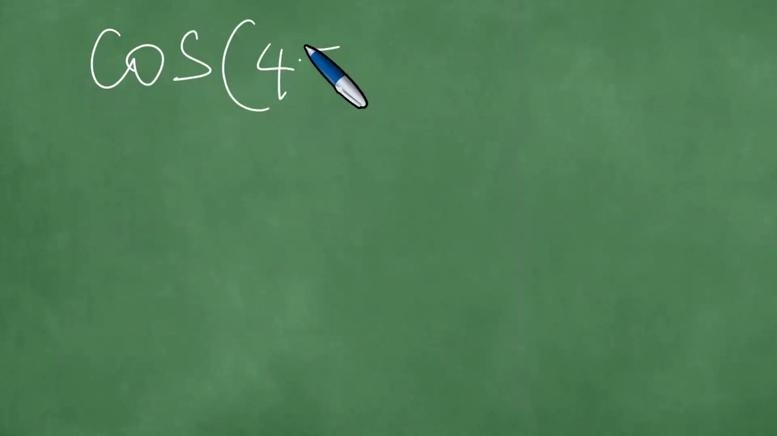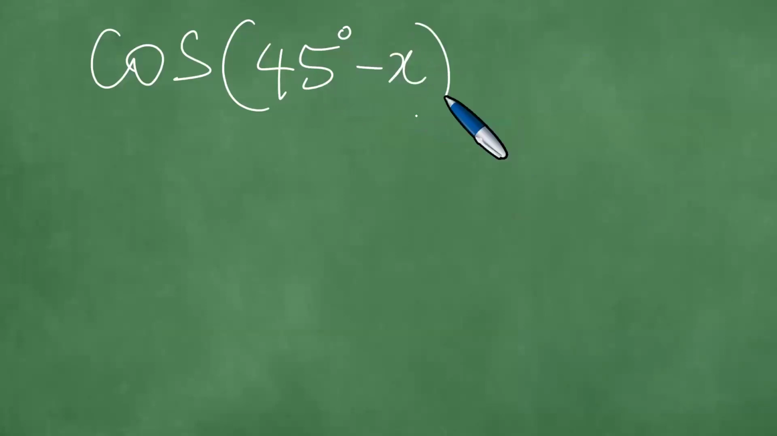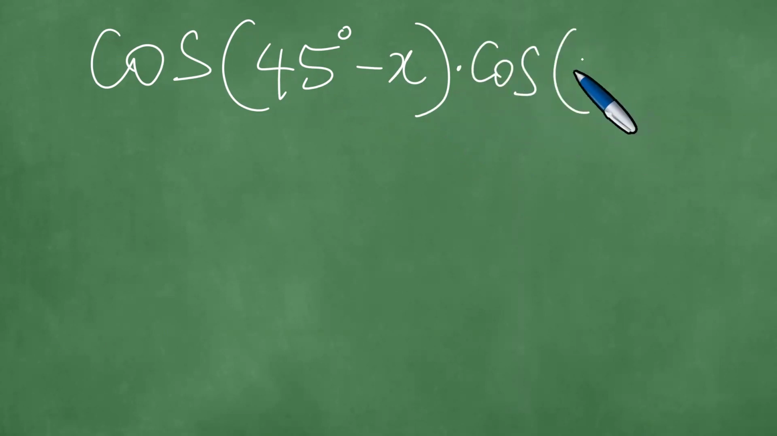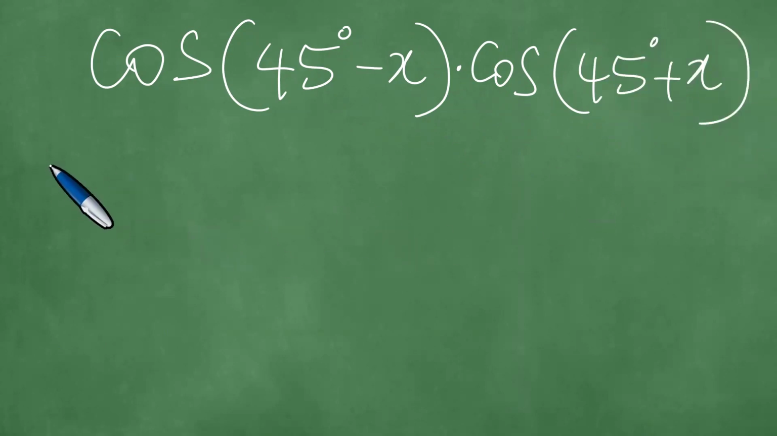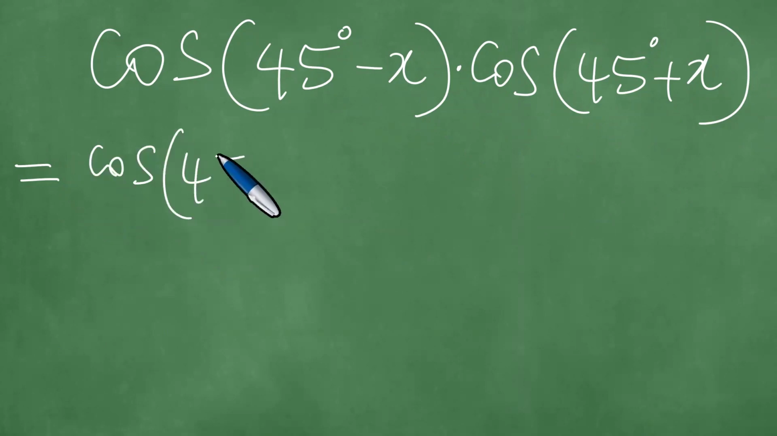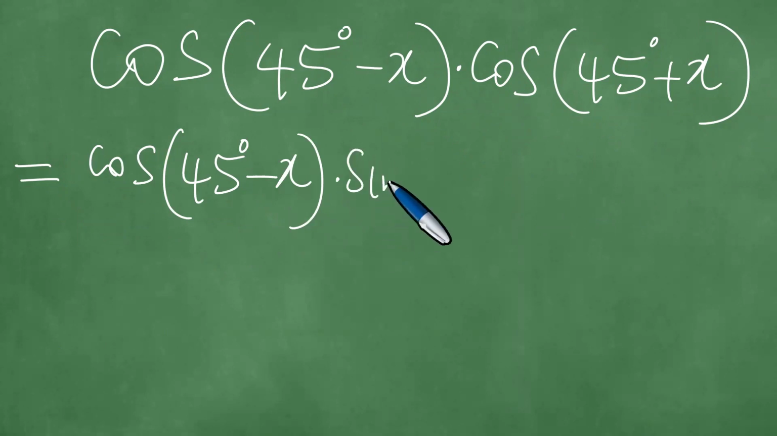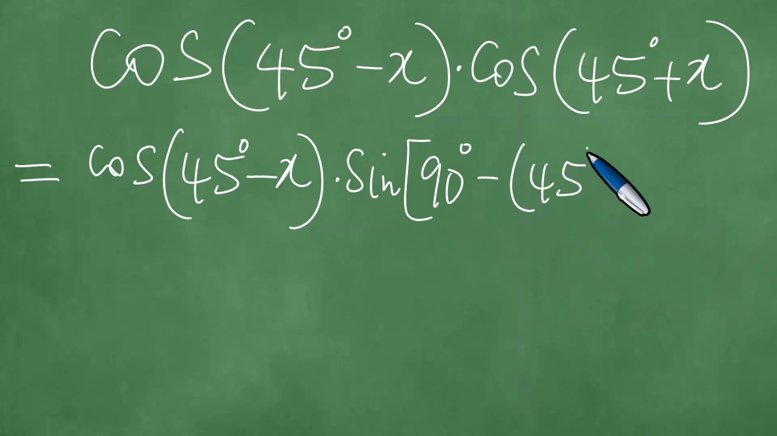of 45 degrees minus x multiplied by the cosine of 45 degrees plus x. And what this is as follows. So you have that this is the same as the cosine of 45 degrees minus x multiplied by the trigonometric sine of 90 degrees minus 45 degrees plus x. Okay, so this is the case.